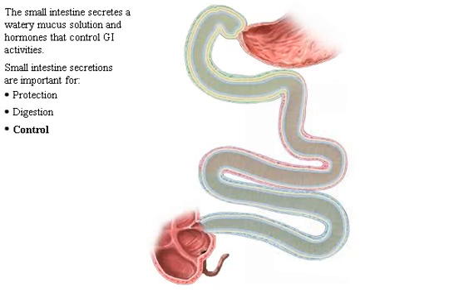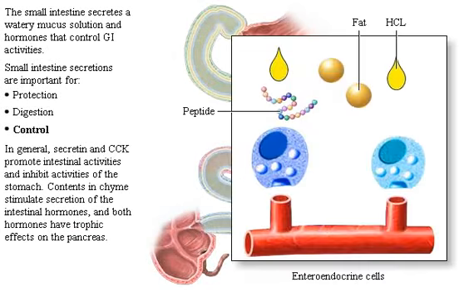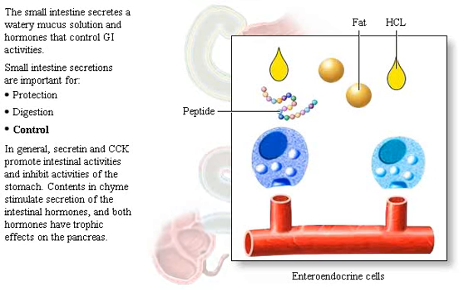In general, secretin and CCK promote intestinal activities and inhibit activities of the stomach. Contents in chyme stimulate secretion of the intestinal hormones, and both hormones have trophic effects on the pancreas. Drag a droplet of acid to an enteroendocrine cell.